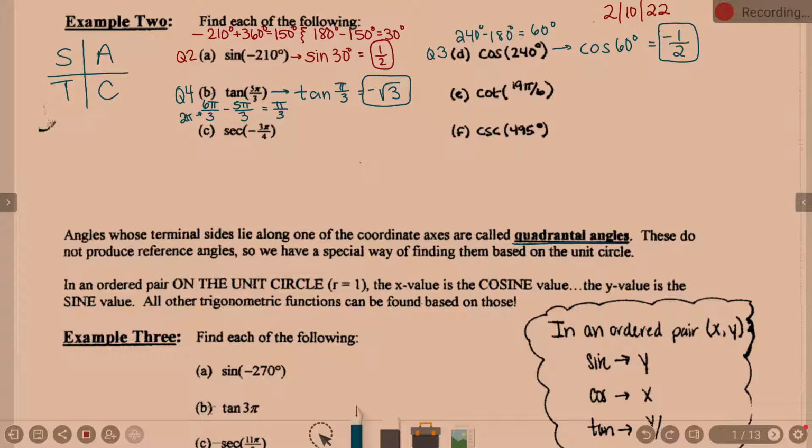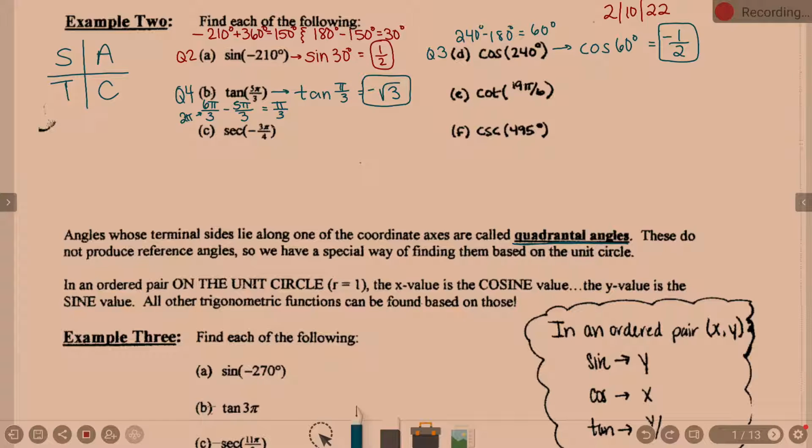Okay. E. Cotangent of 19 pi over 6. What are your thoughts about 19 pi over 6? Can we take this 6 pi over 3 and make it 12 pi over 6?